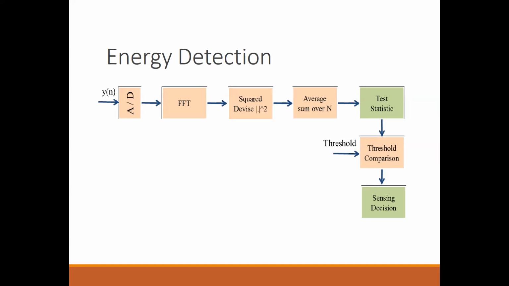I'm not going in depth into the mathematics, but intuitively, suppose you have a signal and you sample it at rate fs and then take an N-point FFT. It makes bins, or frequency bands, whose width is equal to fs by N, and each coefficient X of k, for k equal to 0 to N minus 1, gives you the energy in the 0th band, first band, second band, and so on. And each band width is equal to fs by N.